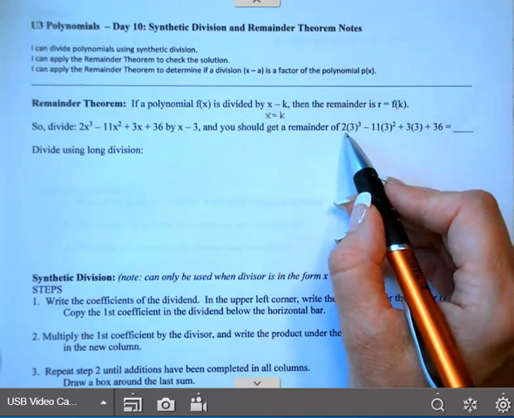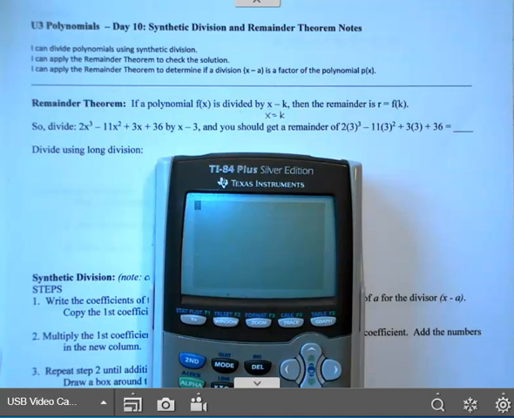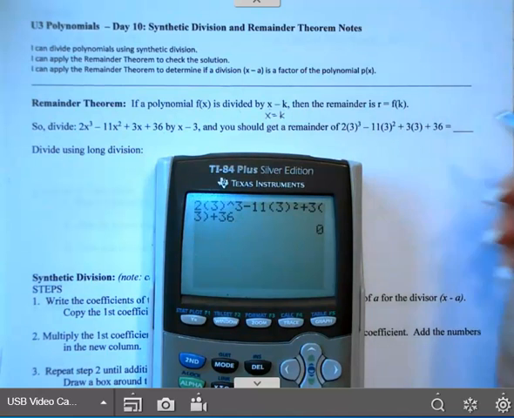So if I plug in 3, I'll have 2, and then 3 to the third, minus 11 times 3 squared, plus 3 times 3, then plus 36. And that gives me a remainder of 0.